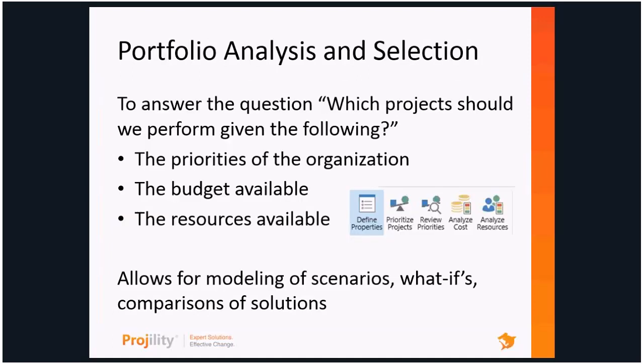After that point, we get into what we call portfolio analysis and selection. And this is really going to answer the question, which projects should we do, given some information? That information is going to be the priorities of the organization, the money we have, and the people we have. And those are different but related constraints. And you can see the tool is actually going to walk us through a 5-step model, which we're going to get into next.